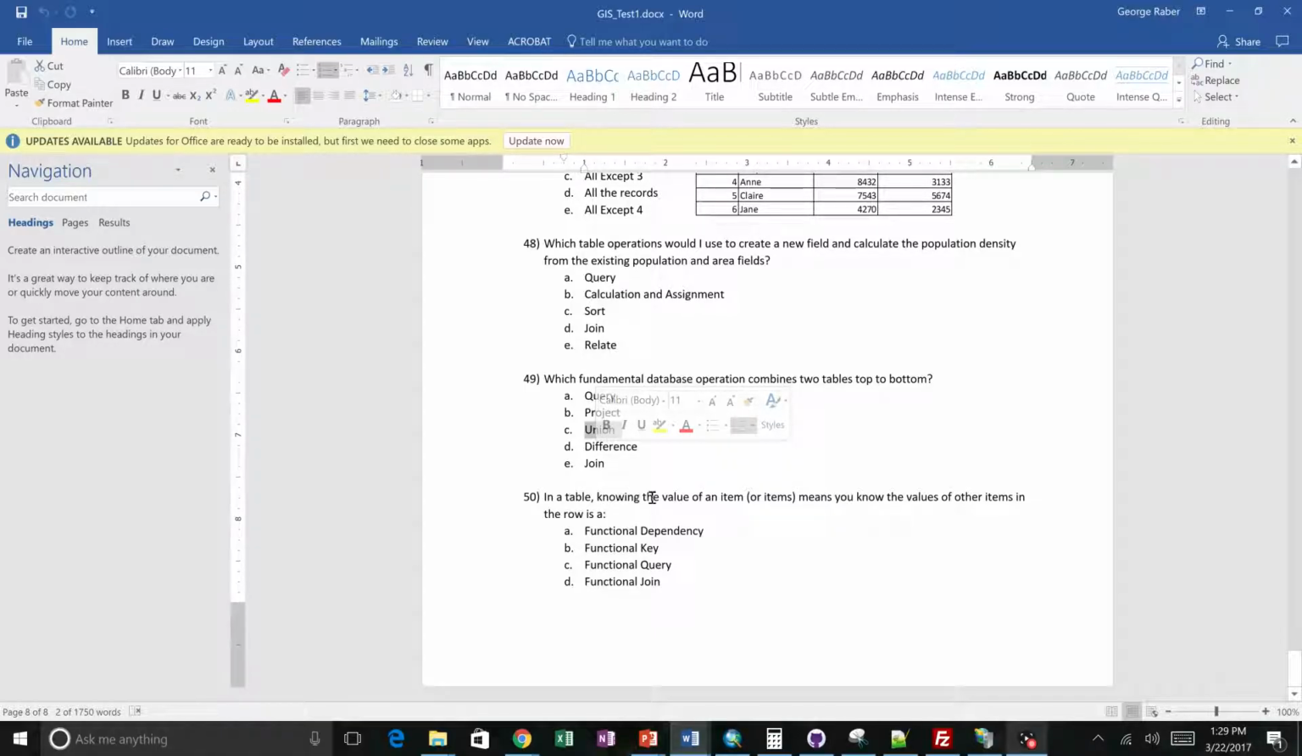In a table, knowing the value of an item or items means you know the values of other items in the row is a functional dependency. I said that we weren't going to make you memorize all the different types of functional dependencies, but just recognize in general what the term means. So that's the test question on that.